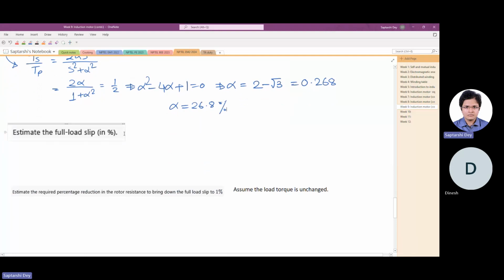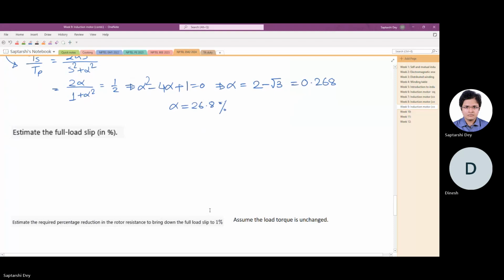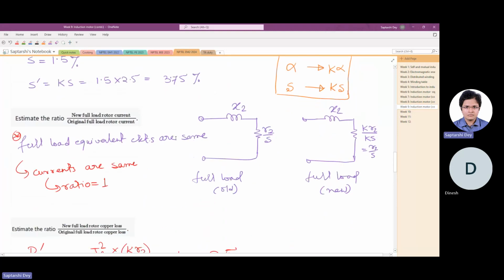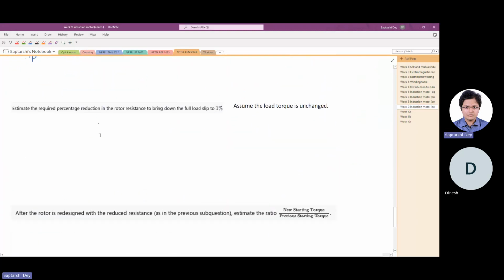Estimate the full load slip. Now we have the value of alpha. T full load by T peak is 2 times alpha times S by alpha squared plus S squared, with alpha 0.268. That is T full load by T peak, which is 1 by 5.